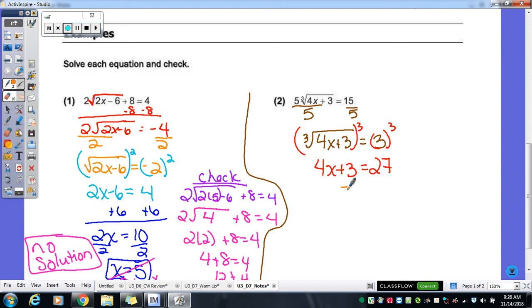And then we'll just finish solving for x. Subtract our 3. I get 4x equals 24. Divide by 4, what does x equal? 6.